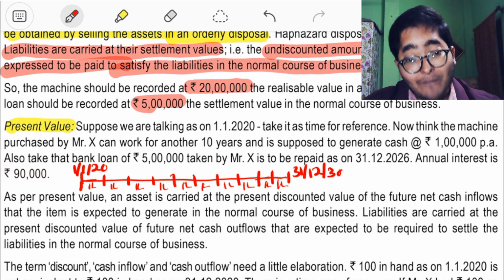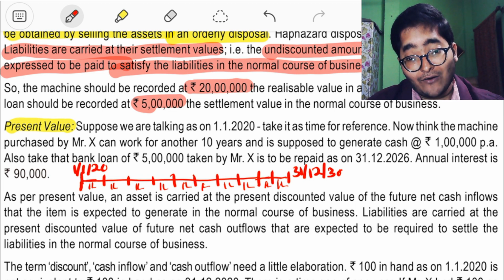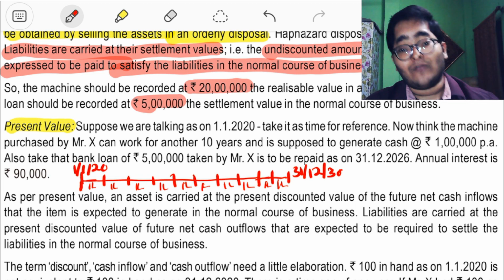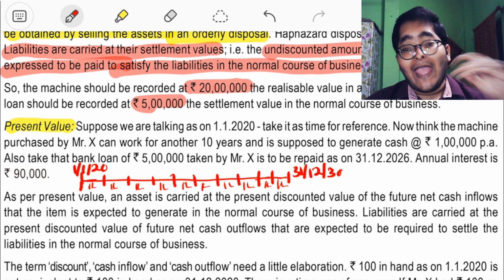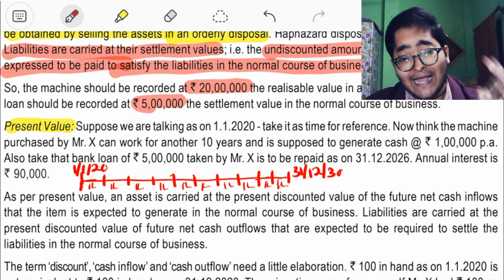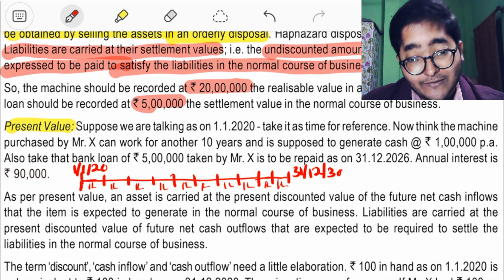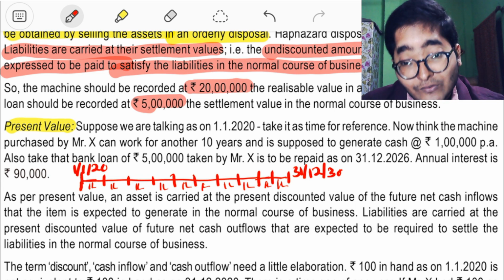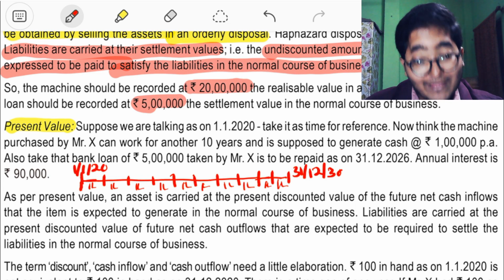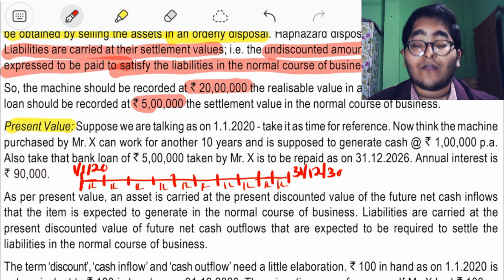Also take the bank loan of rupees 5 lakh taken by Mr. X is to be repaid on 31st December 2026. Annual interest is rupees 90,000. Every year it has to pay rupees 90,000 as interest. As per the present value, an asset is carried at the present discounted value of the future net cash inflows that the item is expected to generate in the normal course of business.